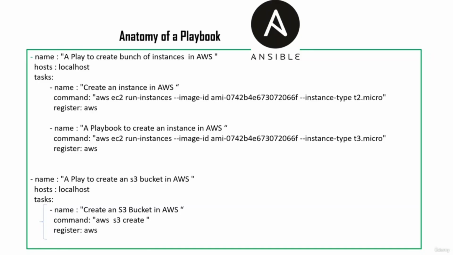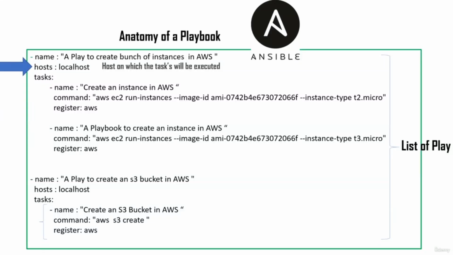So now that you know a bit about YAML, let's discuss the anatomy of a playbook. A playbook can be defined as a list of plays. So here in this particular playbook, you can see that there are two plays. Play one is to create a bunch of instances in AWS, and play two is to create an S3 bucket in AWS. Now each play will also have a host. That host defines where that particular play will be executed. So here in this example, both the hosts are localhost. That means that both the plays would be executed on the localhost itself.